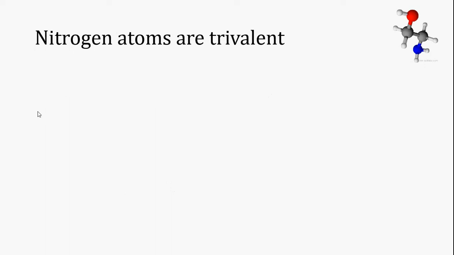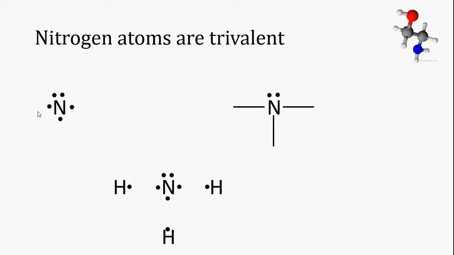Nitrogen atoms are trivalent. The Lewis symbol of nitrogen contains 5 valence electrons, 3 of which appear to be unpaired. Those 3 electrons can form 3 covalent bonds. One of the simplest molecules of nitrogen is ammonia, which has 3 covalent bonds to hydrogen.